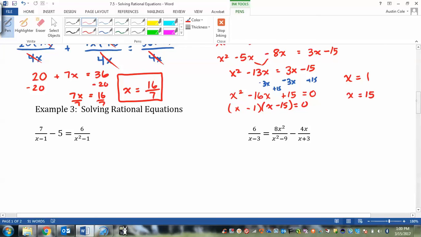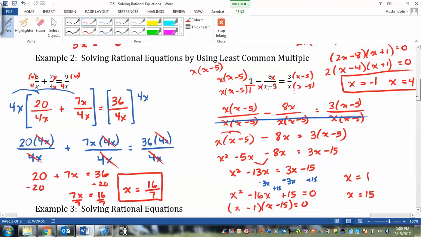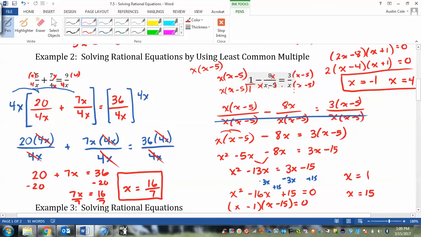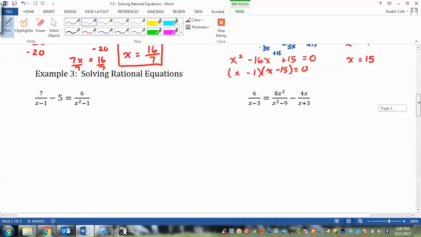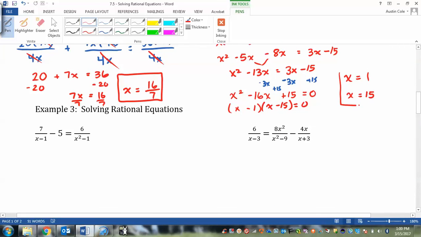Before we call that good and move on, we should probably check to make sure they won't make any of my denominators 0, which they won't. So there we go. Any questions about these two that we just did? Okay, we'll do two more and then we'll do the back side.